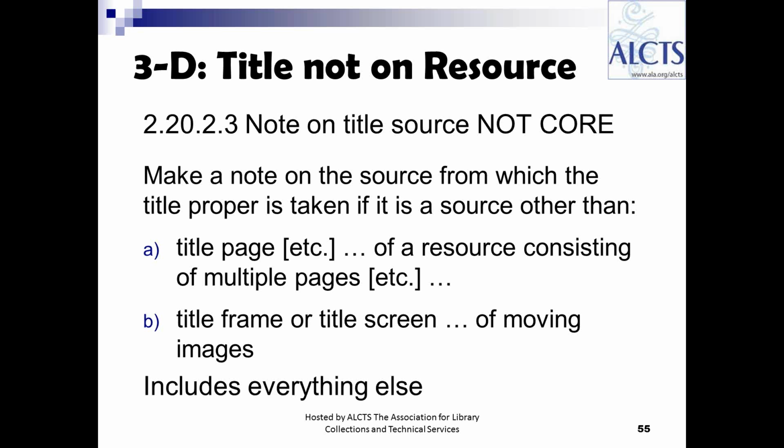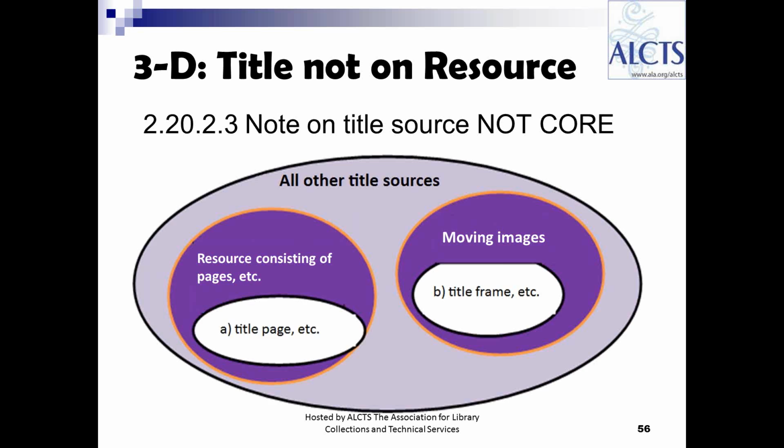The catch is this element isn't core. This diagram might make this a little clearer. RDA forbids you from making a note for the types of title sources in white. If you're following the instruction, you would make a note for the sources in dark purple. That is, sources other than the title page for things with pages and sources other than title frames for moving images. You would also make a note for any title source for any other type of material, no matter where the title came from. This is represented by the light purple area.